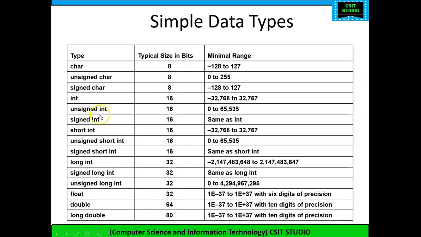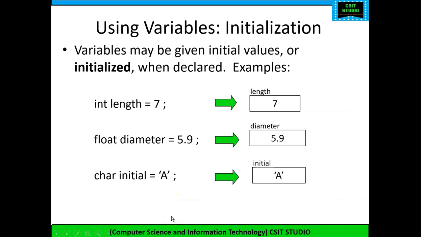Again, int has signed and unsigned, similar to character. In int we have three types: int, short int, and long int. And in floating point values, again we have three types: float, double, and long double, and accordingly their sizes vary.